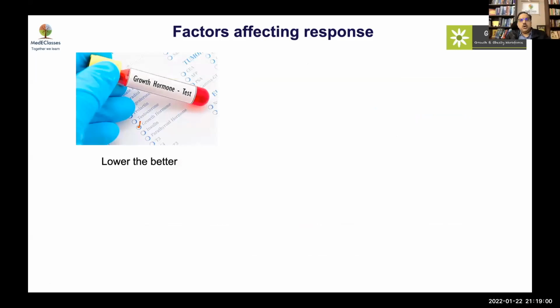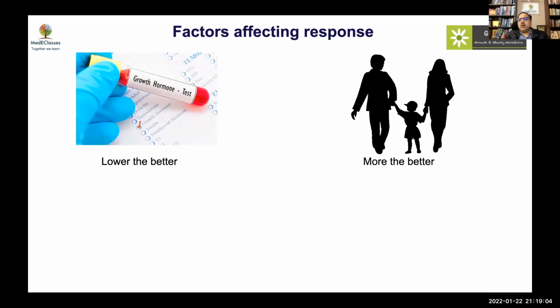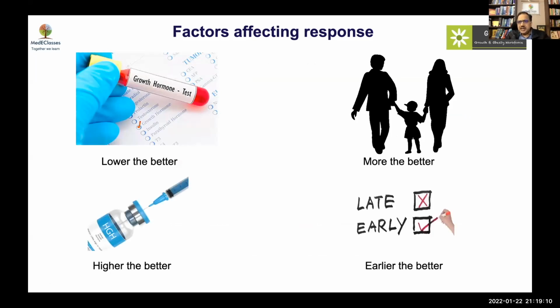Now, children who are shorter, who have got lower levels of growth hormone, whose parents are taller, who are given a higher dose and treated early, have a better response. Now, this is very, very logical. If your growth hormone is low, you are more likely to benefit. If your parents are tall, your target height is more. If you give more dose, the growth hormone response will be good, and earlier is better.